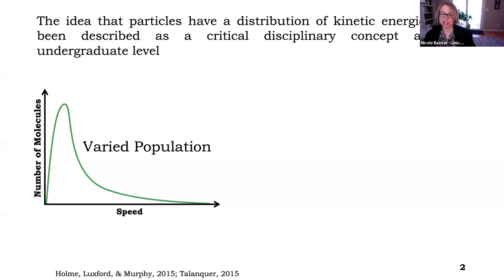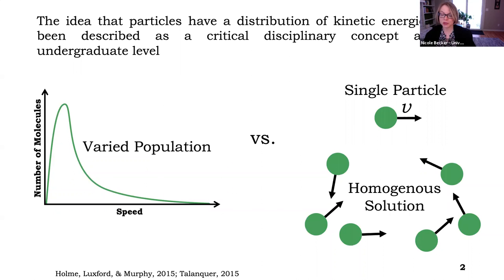So the varied population schema is the idea that the particulate level components of a system vary with respect to different parameters, such as kinetic energy or velocity. This idea contrasts with the homogeneous population schema, a view that system components are uniform, which is a common alternative conception among high school and general chemistry students.